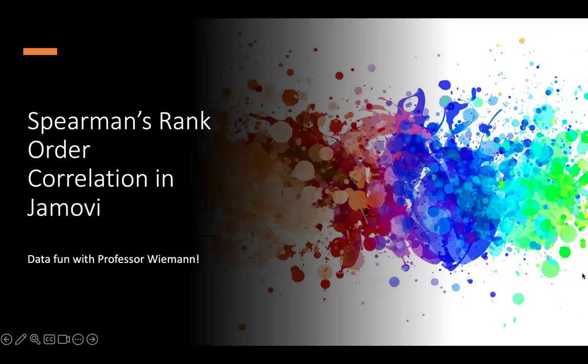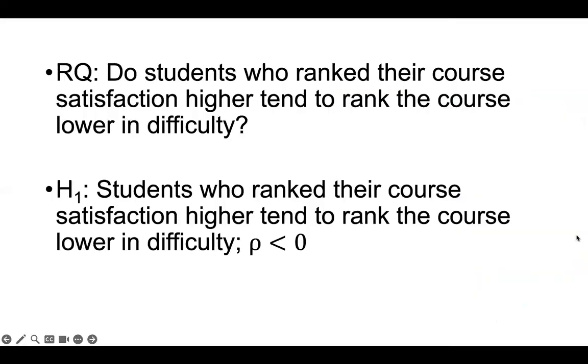So for this example, I have a research question here. Do students who ranked their course satisfaction higher tend to rank the course lower in difficulty? So I could ask, is there a negative relationship between how students ranked their course satisfaction and how they ranked course difficulty? So I'm going to go ahead and go into Jamovi and conduct this test. And it's very similar to the way that you would conduct a Pearson's correlation. So it's quite easy to switch between the two.